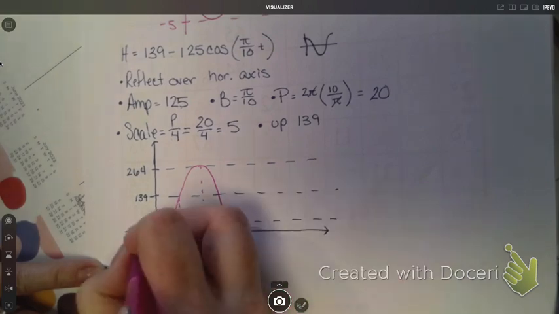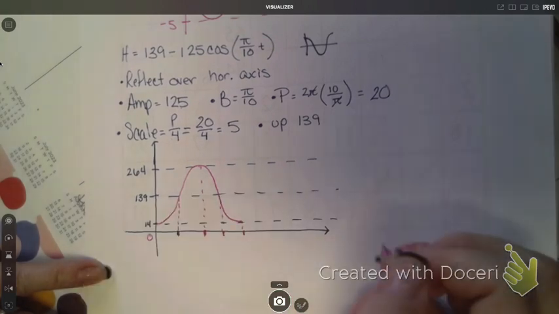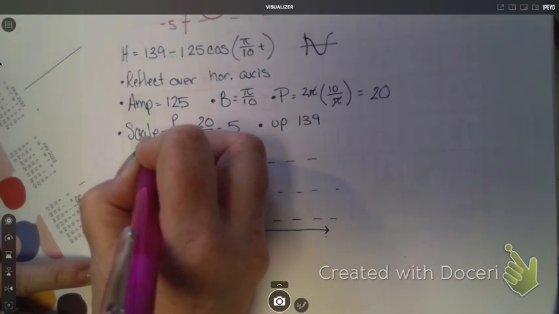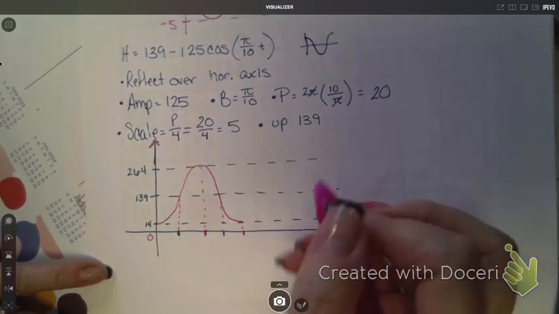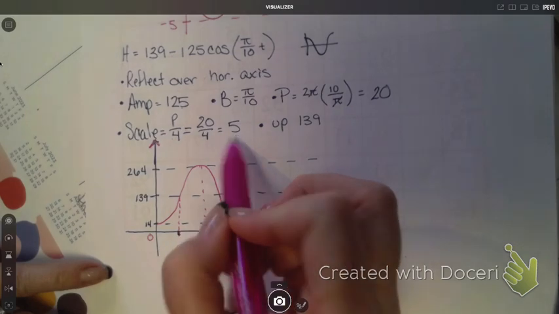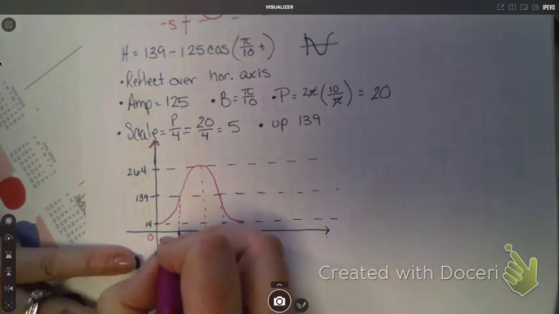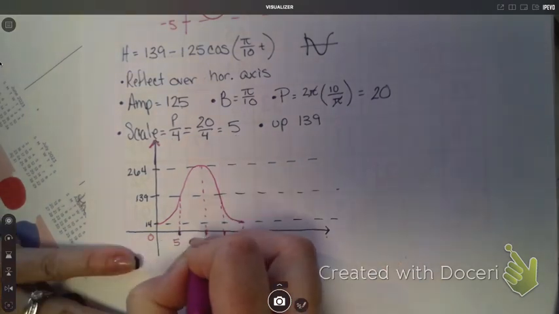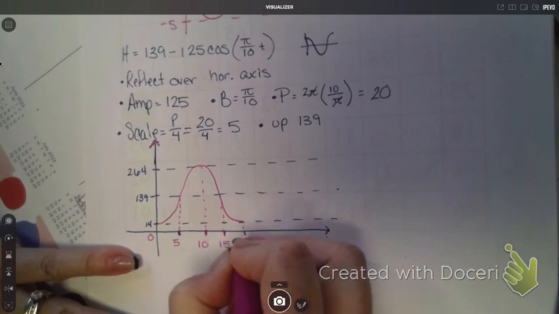Always 0 no matter what. Always put your ends on your positive. So my scale is what? 5. So on the bottom it's going to be what? 10, 15, and 20.